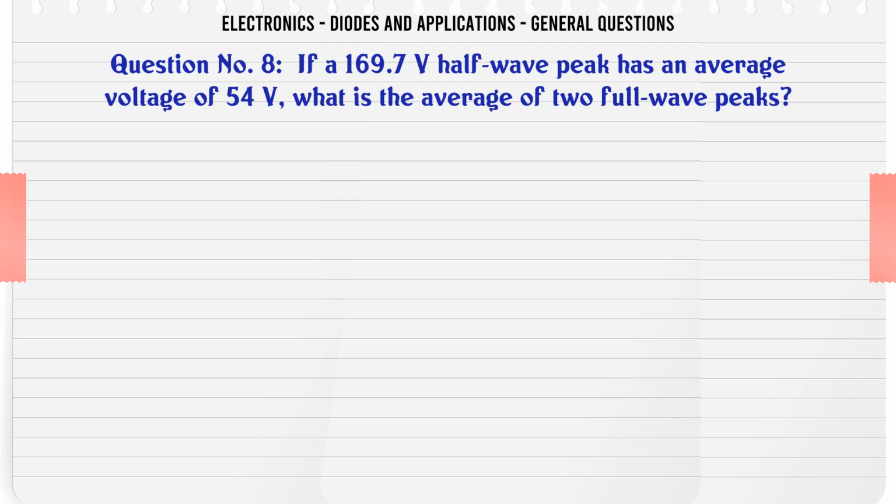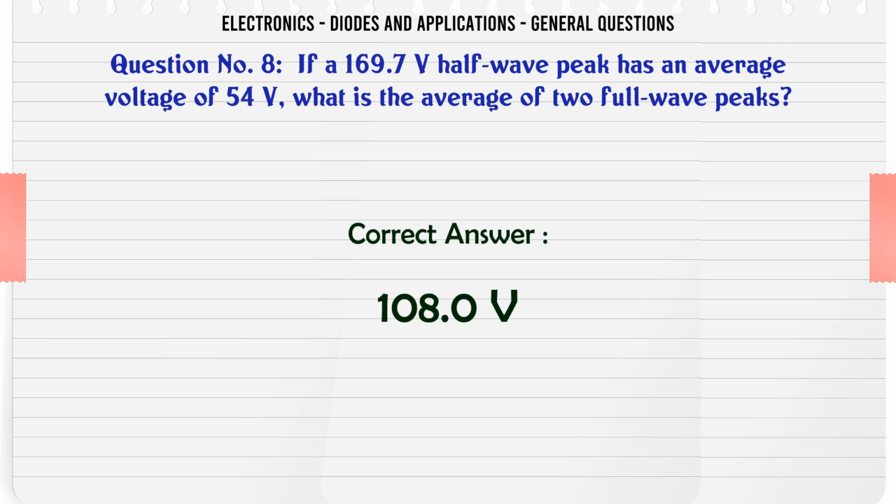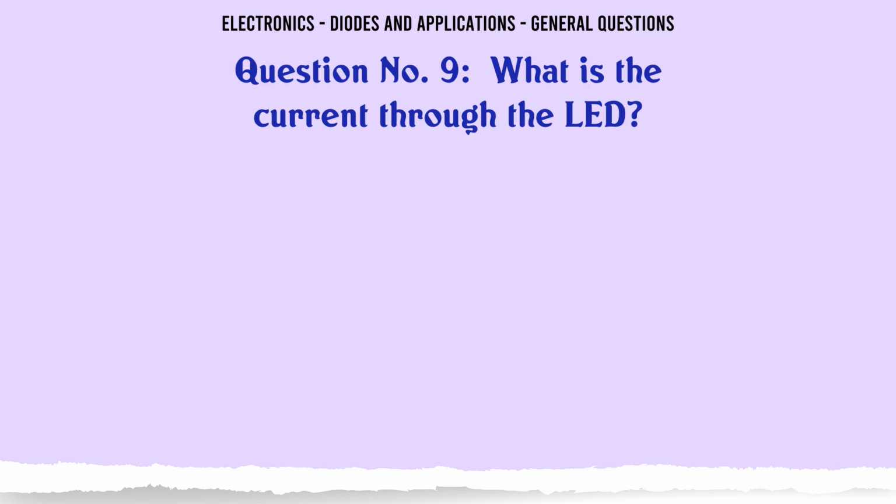If a 169.7 V half-wave peak has an average voltage of 54 V, what is the average of two full-wave peaks? A. 119.9 V. B. 108.0 V. C. 115.7 V. D. 339.4 V. The correct answer is 108.0 V.